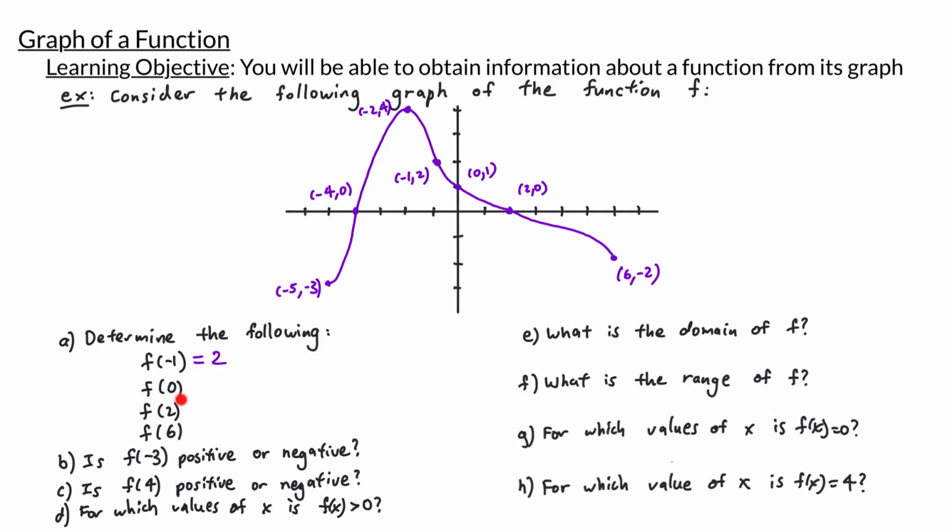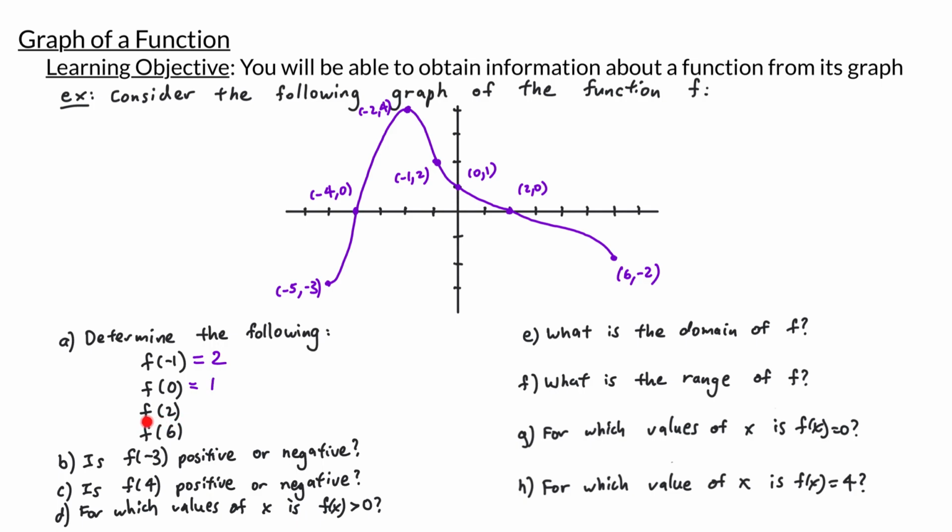For f of 0, we want to find the output of the function when the input is 0. So go to your graph where the x-coordinate is 0. We have this point here, (0, 1). The y-coordinate is 1, so that tells me that the output when I plug in 0 is 1.